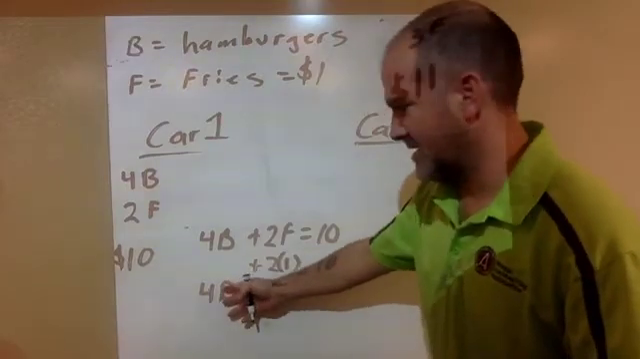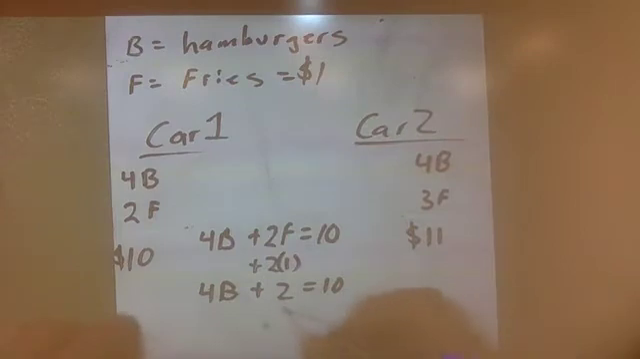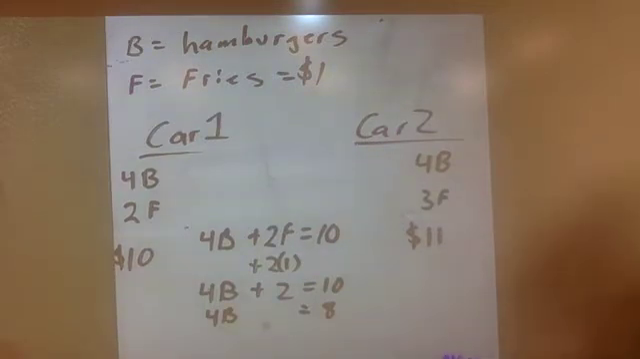They must have spent $8 on burgers because they spent $10 total. You just solve for B. Subtract 2 to the other side, and you get 8. 4 burgers cost $8. So how much is it for 1 burger? Well, you divide by the 4 and you get a 2.